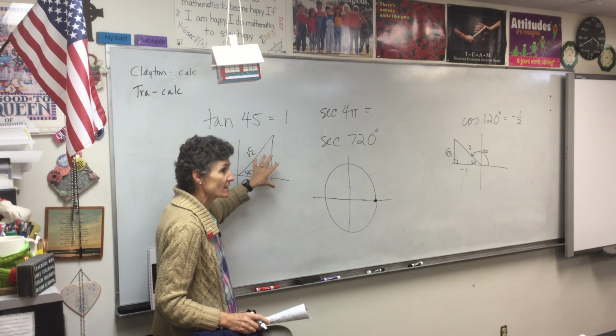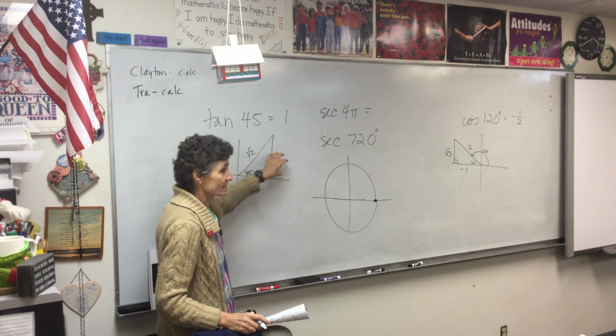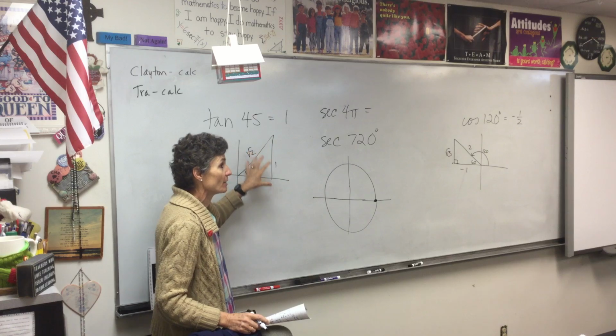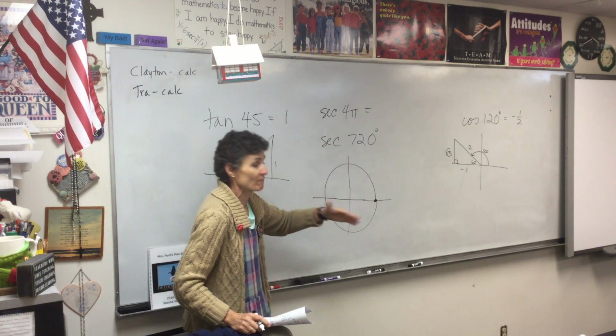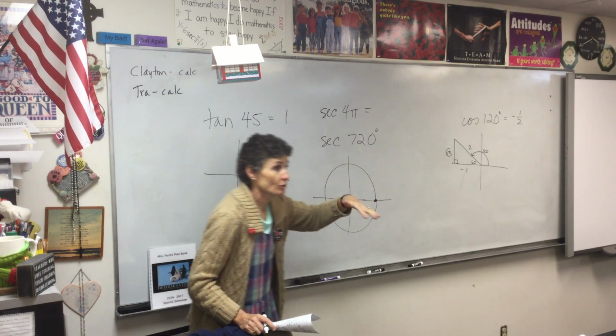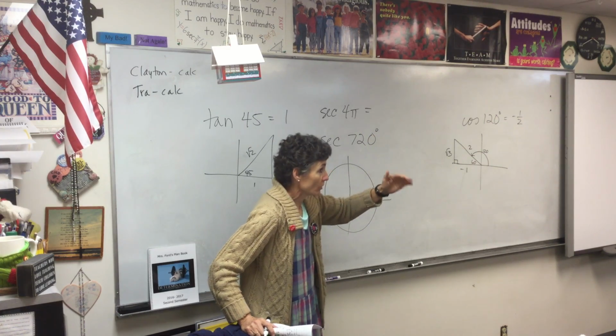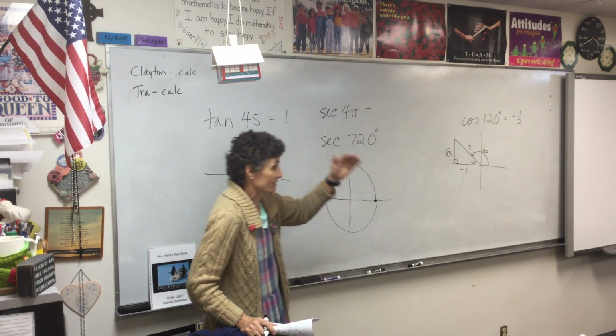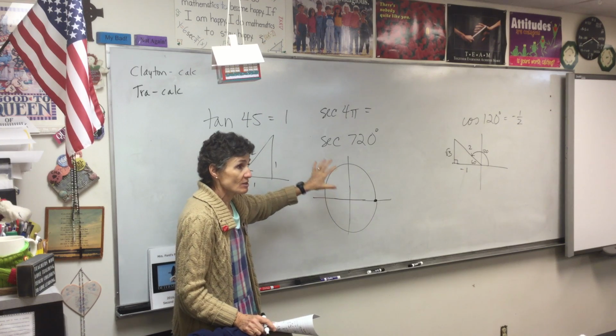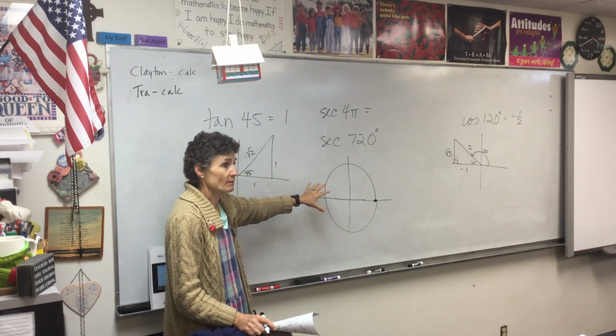Those are called the triangular definitions. The sides of the triangle: opposite, adjacent, hypotenuse. I have to use the circular definitions. What are the circular definitions? Y over R, X over R, Y over X. If you're on the circle, you've got to use those definitions.